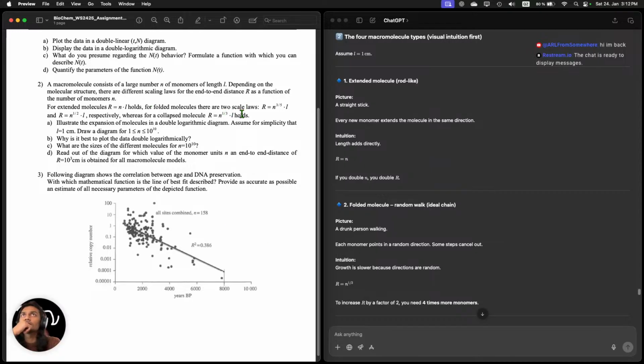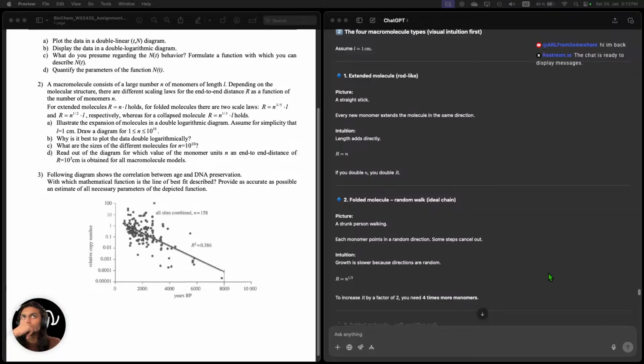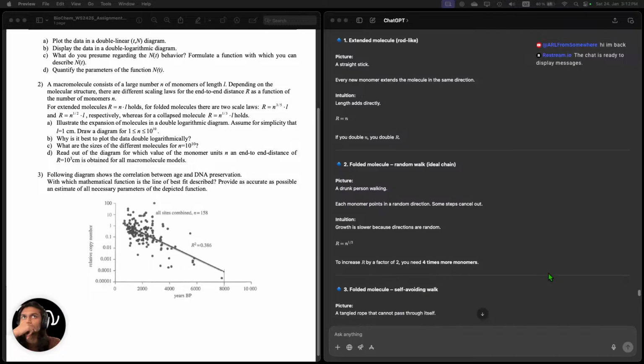Folded molecules, there are two scaling laws. Each monomer points in a random direction. Some steps cancel out. The growth is slower because directions are random. It does not always keep on adding up. That's what I think, okay? To increase R by a factor of 2, you need 4 times more monomers.